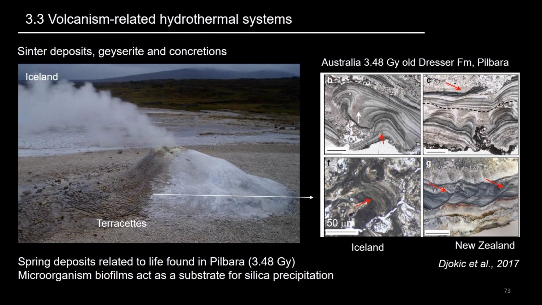So for volcanism-related hydrothermal systems, we know also that those environments are very interesting, from sinter deposits to geyserite concretions. It has been shown, I think it's still debated, but this paper at least shows that in Australia, in Pilbara, there is some formation with structures which really look like the terracettes that we see in the sinter deposits around geyserite here in Iceland, or in many places with hydrothermal alteration.